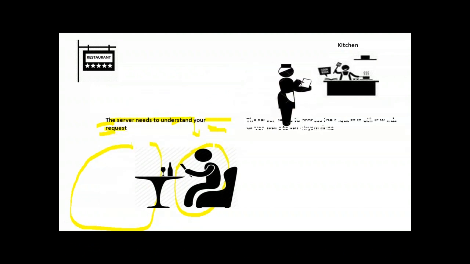Now she gets to the kitchen and she needs to process the request. You see, the server needs to process the request. In other words, the server needs to get the biryani done.